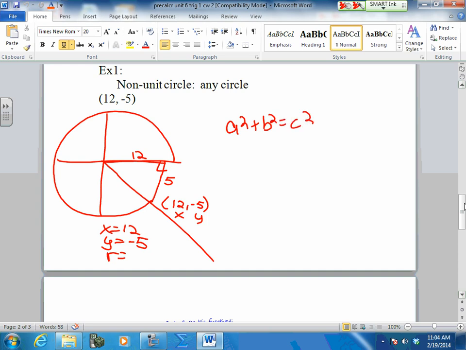And let me give you a hint. Pythagorean theorem, whenever you're squaring negatives, never put the negative in. Because if you don't put it in parentheses, it's wrong. So side, side. This will give me 144 plus 25. And I take the square root, so what is C?